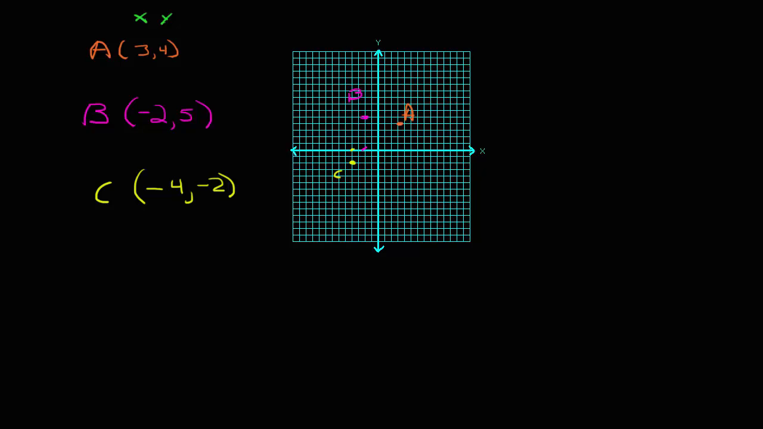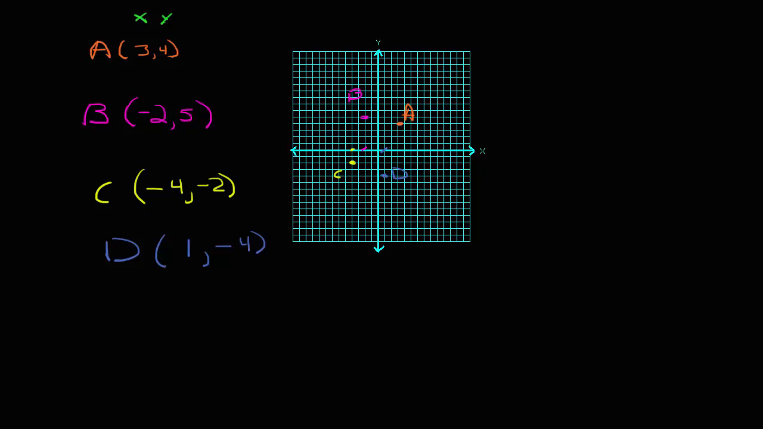Now let's take a look at a couple more points. Let's take a look at the point D, and let's say that the point D is at the point 1, negative 4. So we're going to go over 1, and then we're going to go down 4, because that's where our negative 4 is on our y number line, or our y-axis. 1, 2, 3, 4, right there, and that would be our point D.